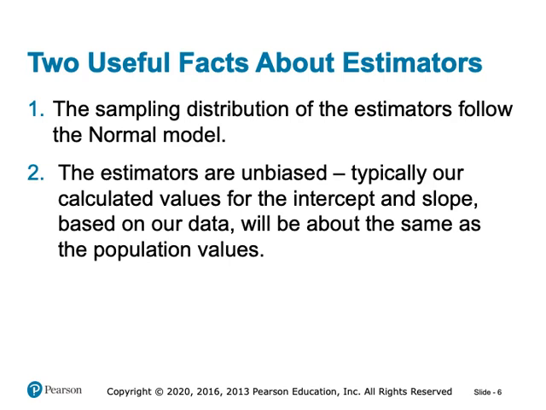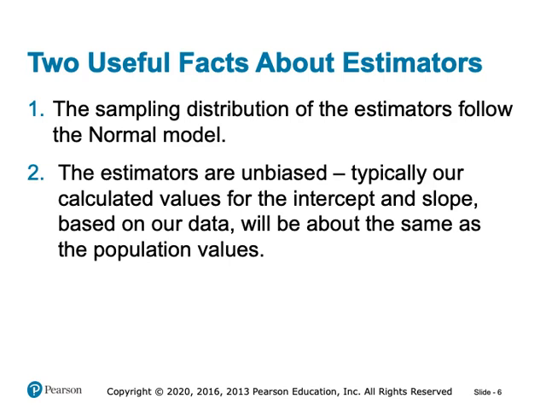2. The estimators are unbiased. Typically, our calculated values for the intercept and slope, based on our data, will be about the same as the population values. An estimator is said to be unbiased if, on average, it produces the true population parameter. In simpler terms, if you were to repeatedly take samples and calculate the slope or intercept each time, the average of those estimates would be equal to the actual slope or intercept of the entire population.